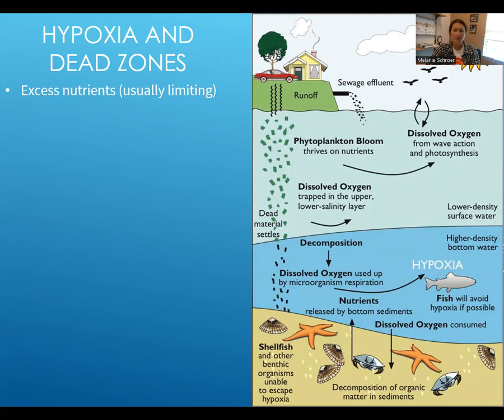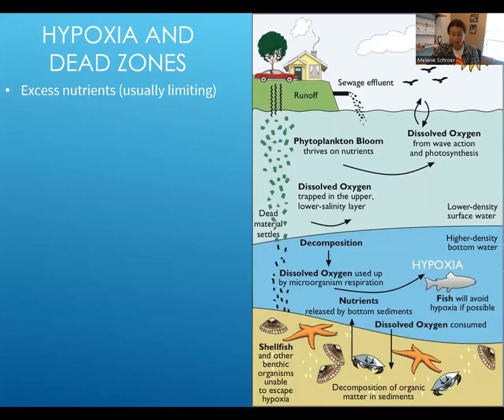So first and foremost, hypoxia, like hypo, again, less than, oxia, less than the adequate oxygen needed to sustain a fish population. Okay. So how exactly does hypoxia happen, and how does this lead to fish kills?